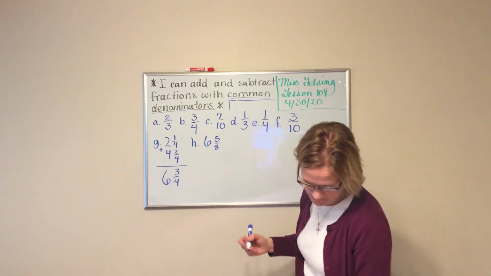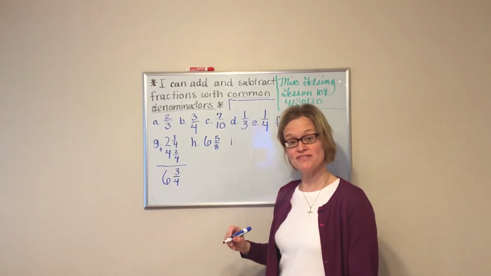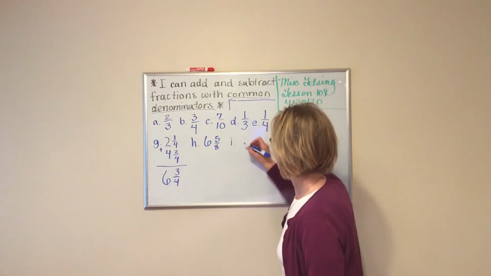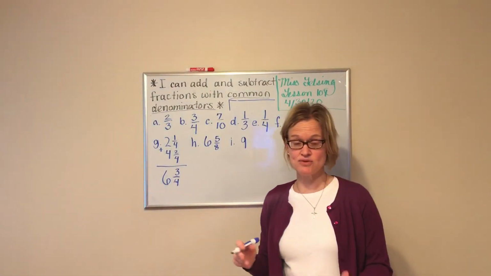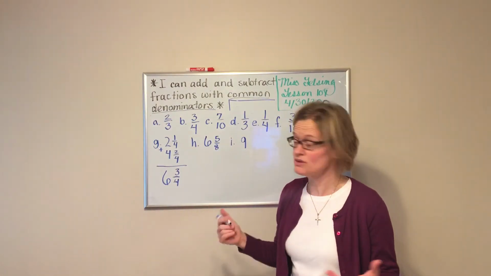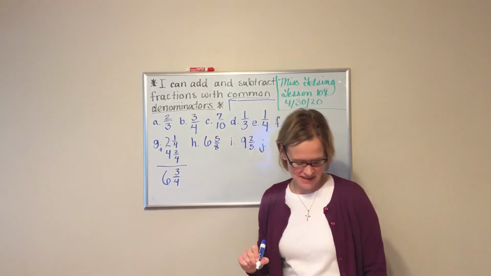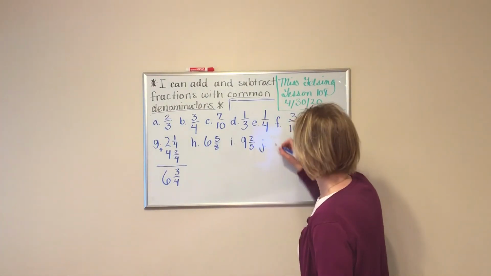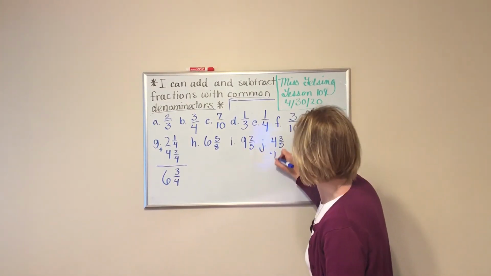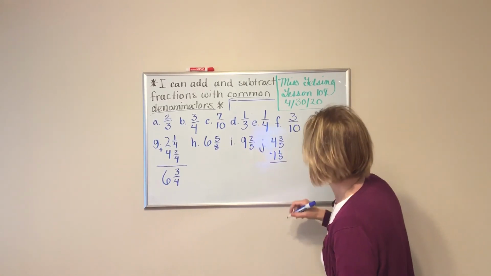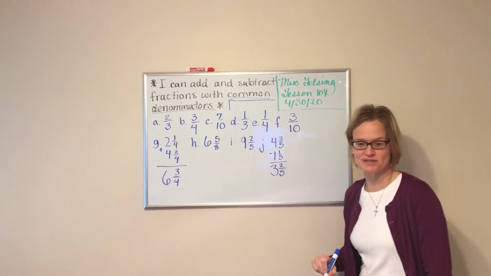So letter I. Now we have 8 plus 1 and 2/5. So what's 8 plus 1? It's 9. And there's nothing to add to the fraction. It's kind of like 2/5 plus 0, which is 2/5. Now we go to J. I will write out this one. So 4 and 3/5 minus 1 and 1/5. 3/5 minus 1/5 is 2/5. 4 minus 1 is 3. So our answer is 3 and 2/5.